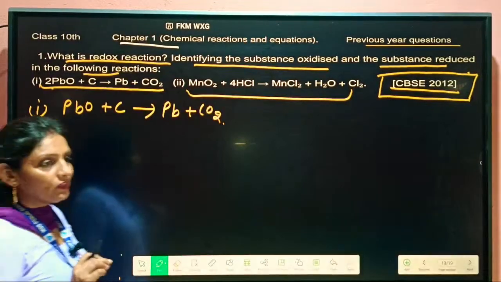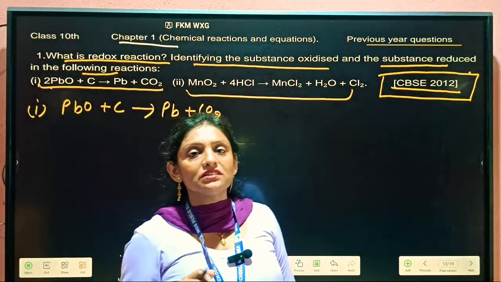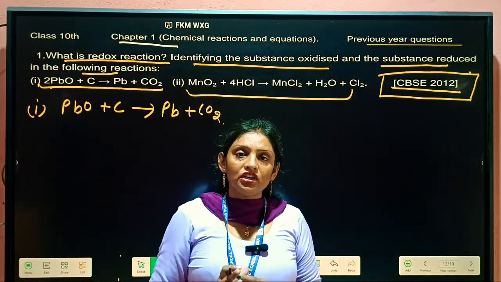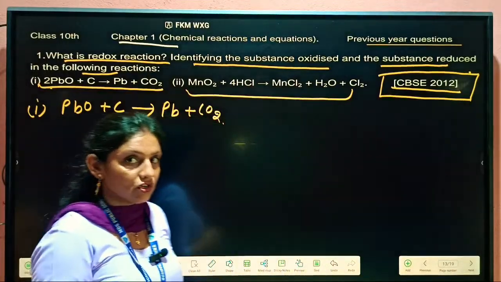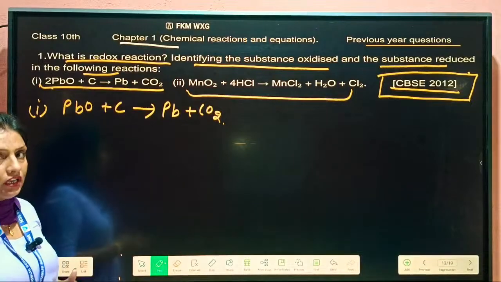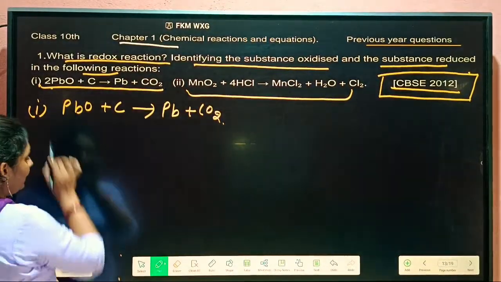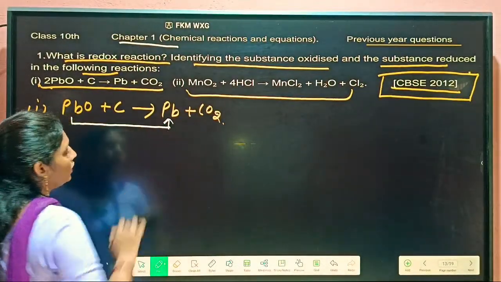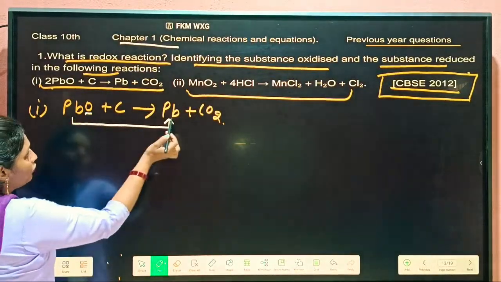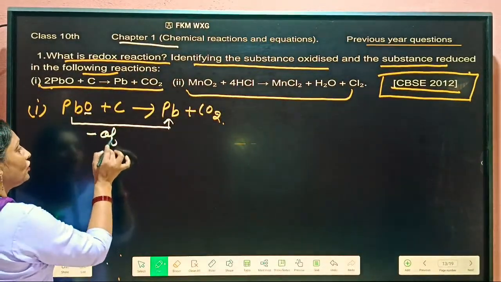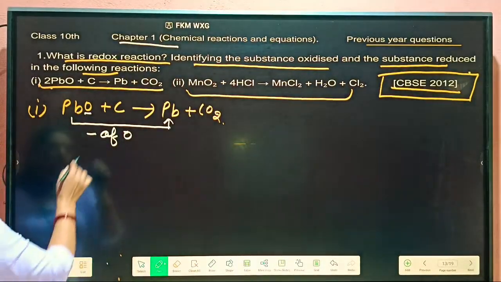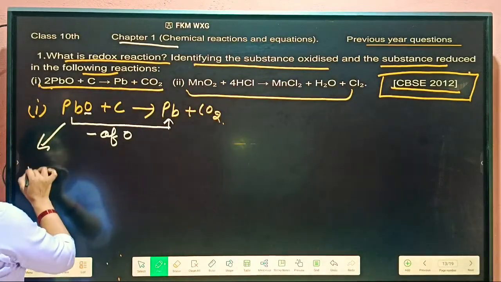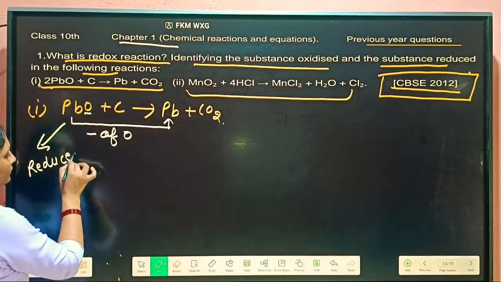First of all, we should know what oxidation is. Oxidation means addition of oxygen takes place, and reduction means removal of oxygen takes place. Here, lead oxide is converting to lead only, so oxygen is getting removed. Removal of oxygen is known as reduction. So this substance is reduced.